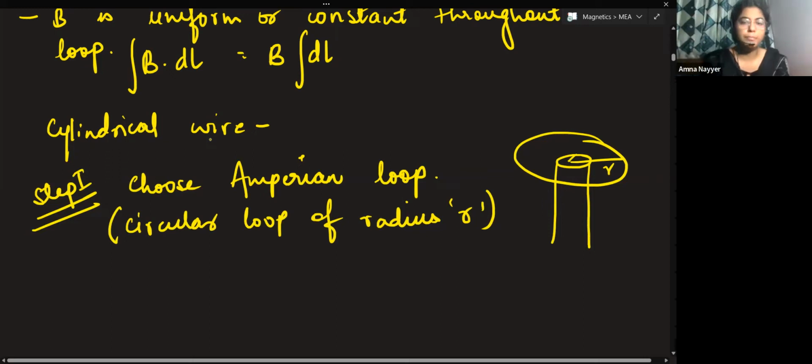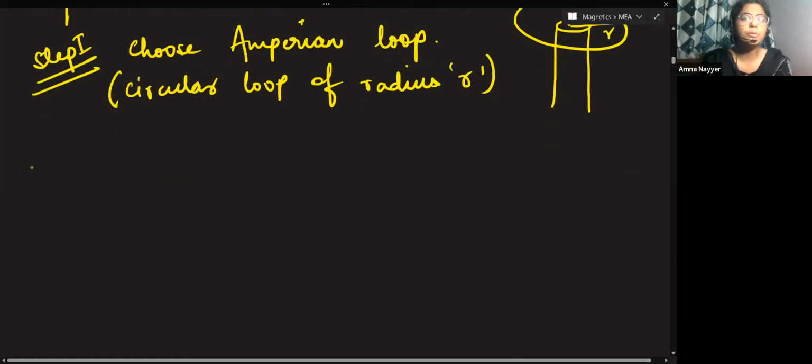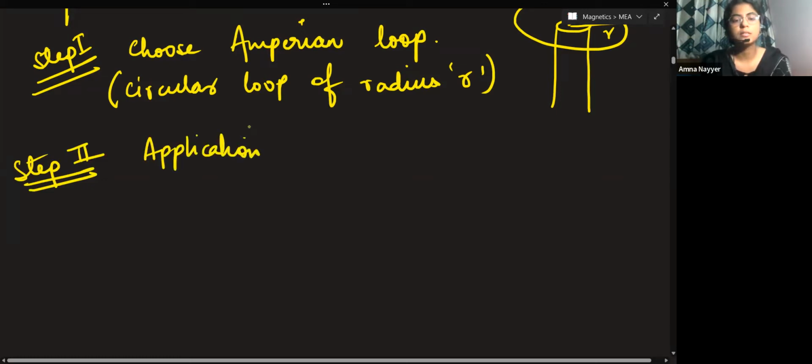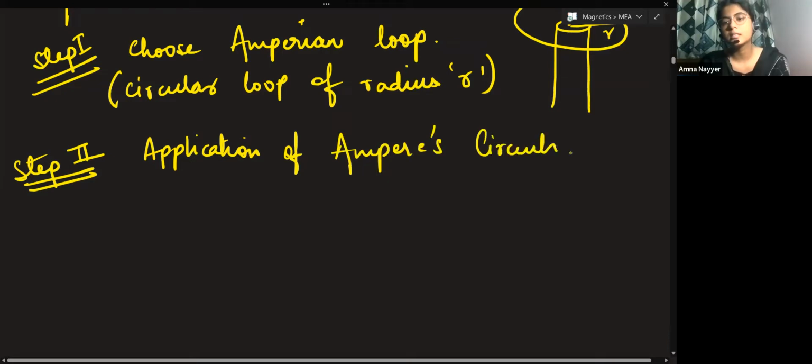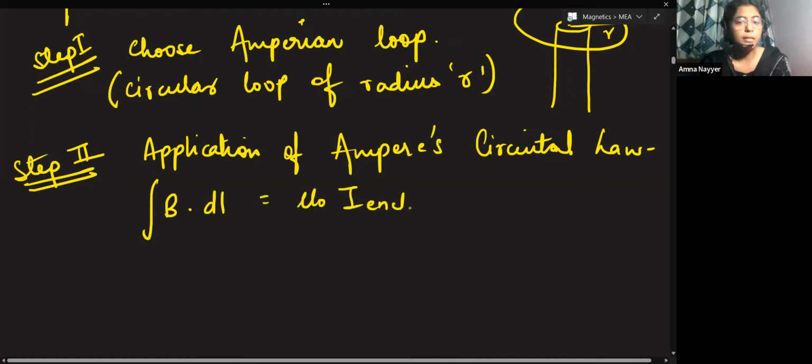Now the second step begins, where Ampere's Circuital Law is applied. So step 2 is the application of Ampere's Circuital Law. So what was Ampere's Circuital Law? The integral of B dot dl is mu naught times the current enclosed. I think by now all of you must be remembering the definition of Ampere's Circuital Law at least.